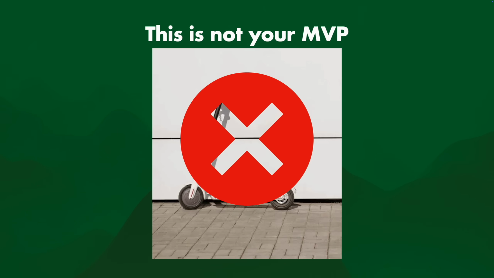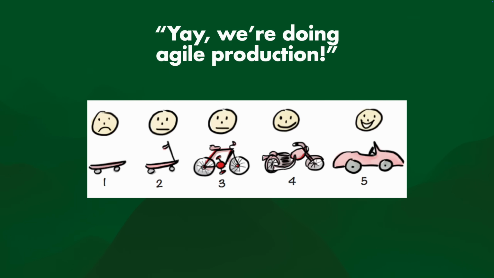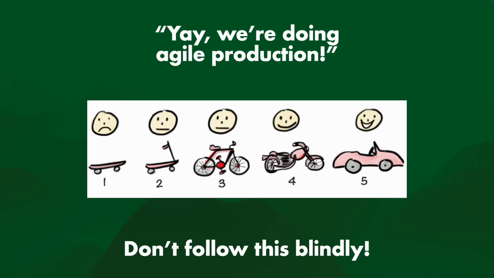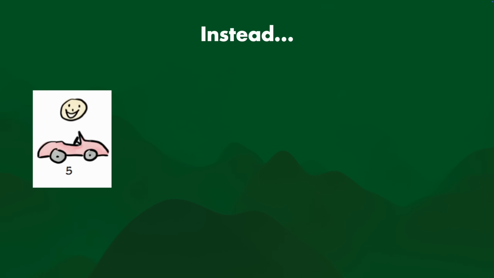So I see a lot of companies going like, yay, we're doing agile production. We're using this image, the famous one. Great. And the idea behind it is fantastic. But don't follow this image so blindly. Instead, if you already have a car and then you need to iterate on it more, do that. Replace it. Build a replacement. That old rusty car might be bad and we want to replace it, but it does do what users need to do at the moment.